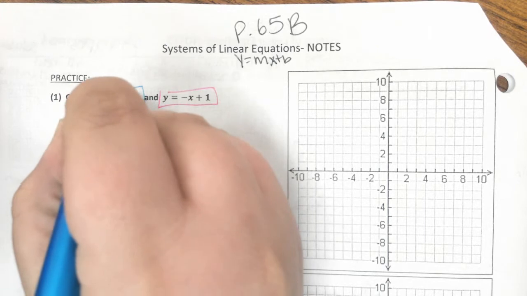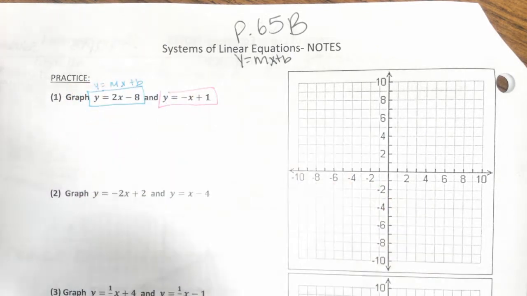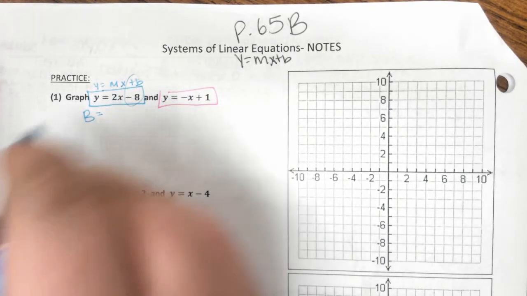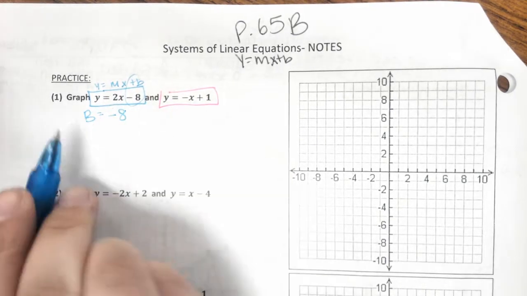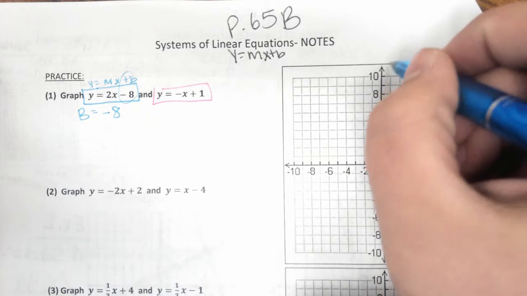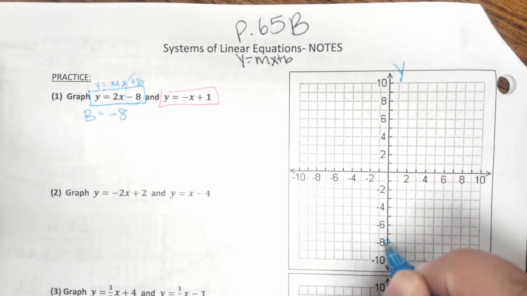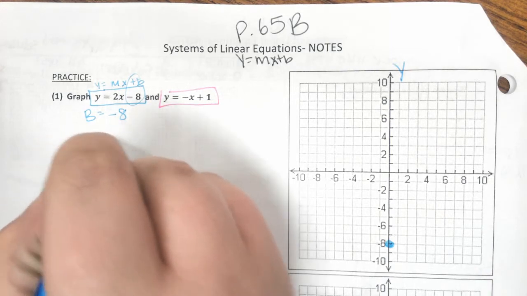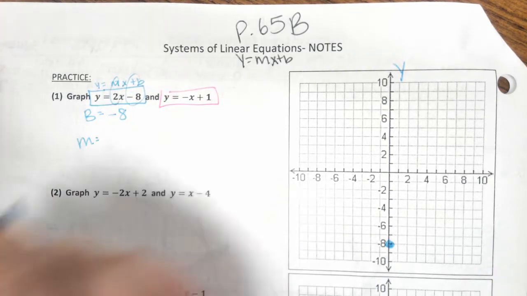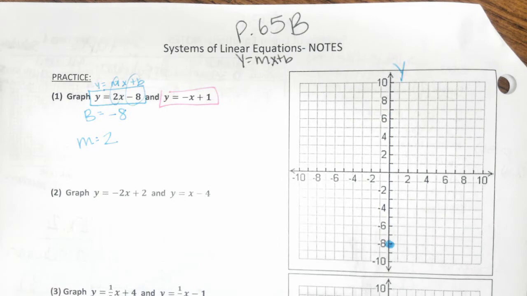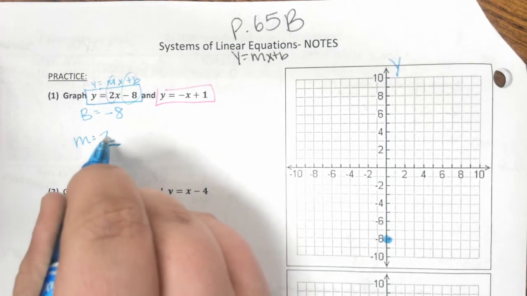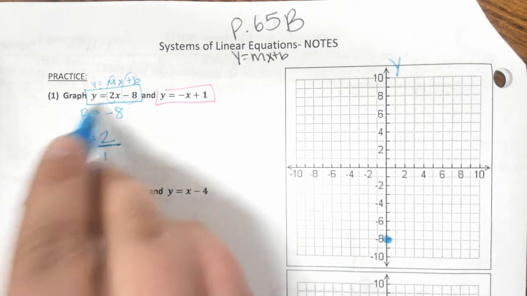That is y equals mx plus b. Our beginning number is negative 8, so the y-intercept is negative 8. Find negative 8 on the y-axis. And the slope is 2. When we're graphing, we like the slope to be a fraction, so the denominator for any whole number is 1, because 2 divided by 1 gives us back the original 2.